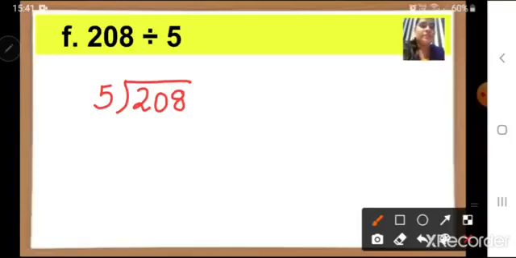Now children, here in this sum, the first number is 2. Okay. Now 2 is smaller than our divisor, number 5. Correct? In this case, we have to take the next number also. Okay. We have to take 2 digits. So it will become 20. Right? Now we have to see in 5's table when 20 will go.